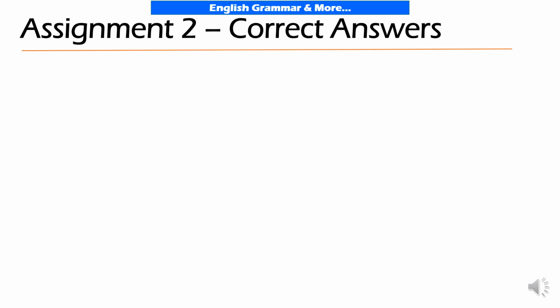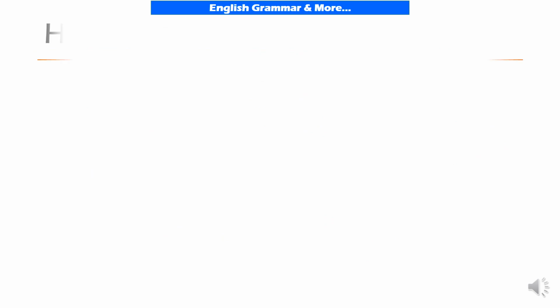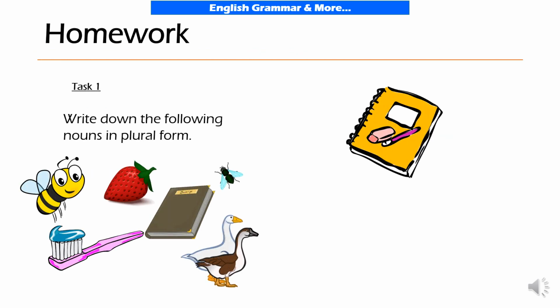Time is up. Let's see the correct answers for the second assignment. I see 2 fish. I see 4 children. I see 2 oxen. I see 5 dice. I see 3 people. To practice more, you can describe the nouns you see on the screen in the plural form and use them in simple sentences if you can.